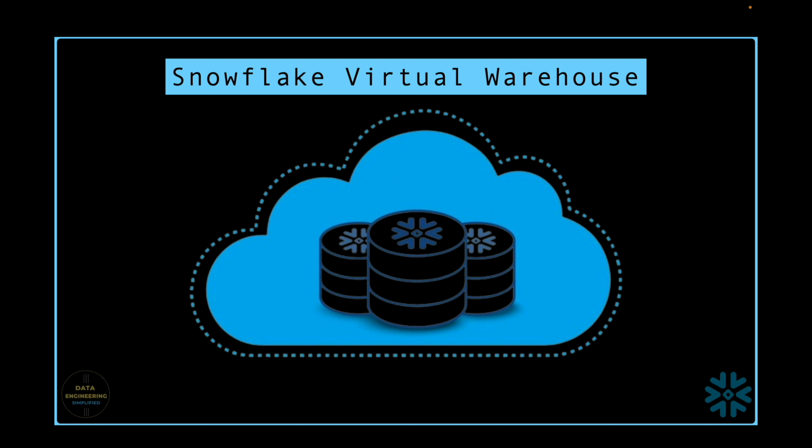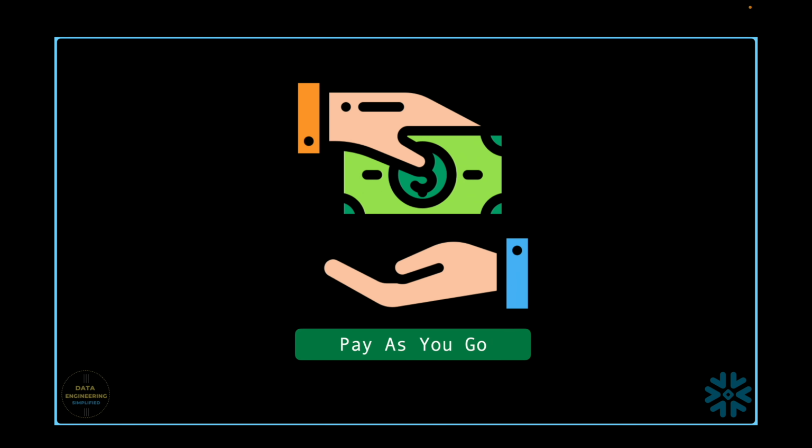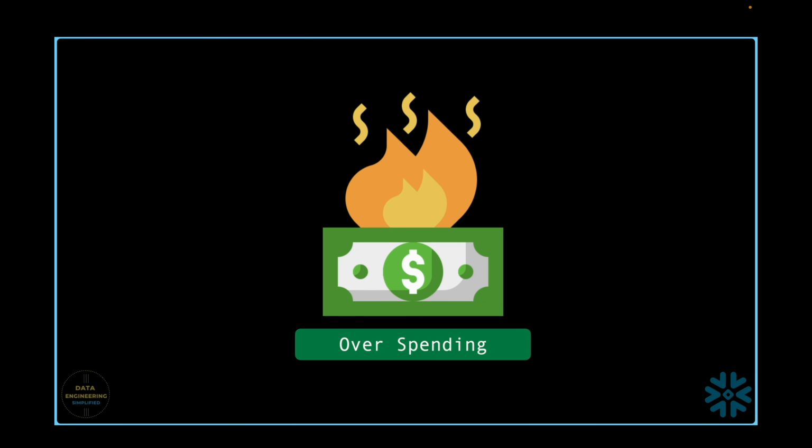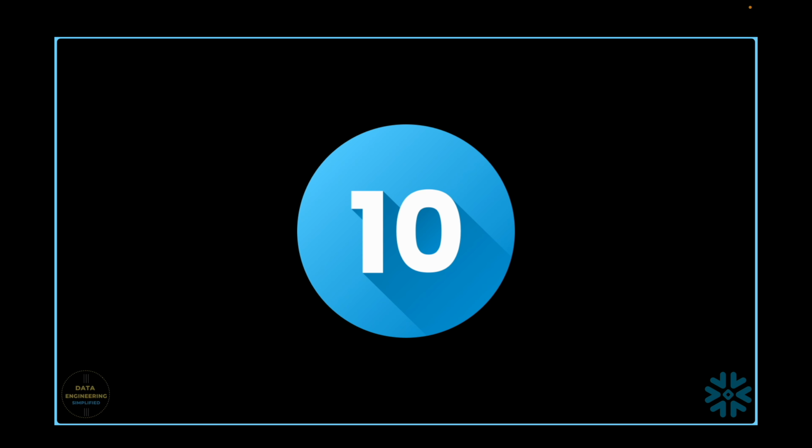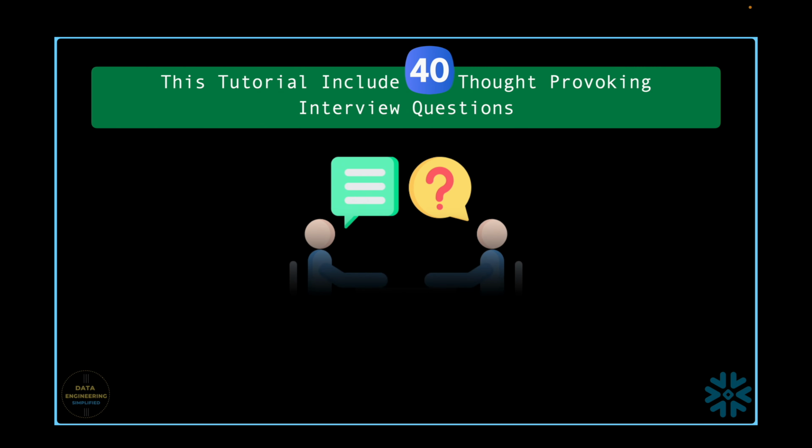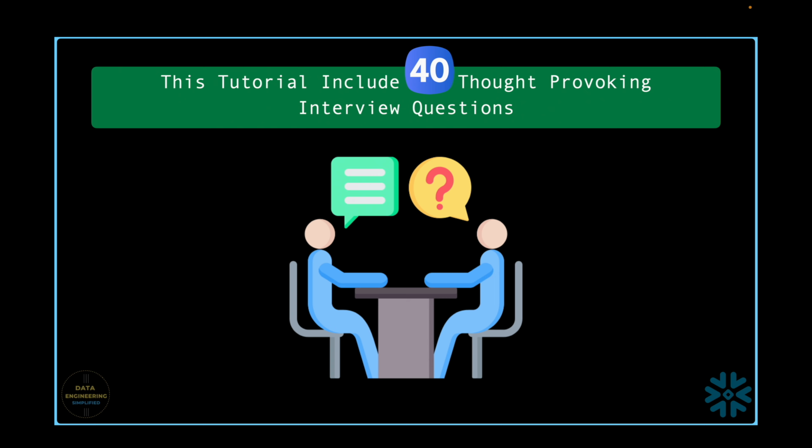Snowflake operates under a data warehouse as a service model, where storage and compute resources follow a pay-as-you-go structure. This means you only pay for the services you use. Therefore, it is important to understand how to use Snowflake effectively to avoid overspending. This tutorial will cover more than 10 facts about virtual warehouses, also known as compute resources, that you might not be aware of or might not have paid enough attention to while working with Snowflake. So stay tuned until the end of this video and we will explore each of these facts in detail.